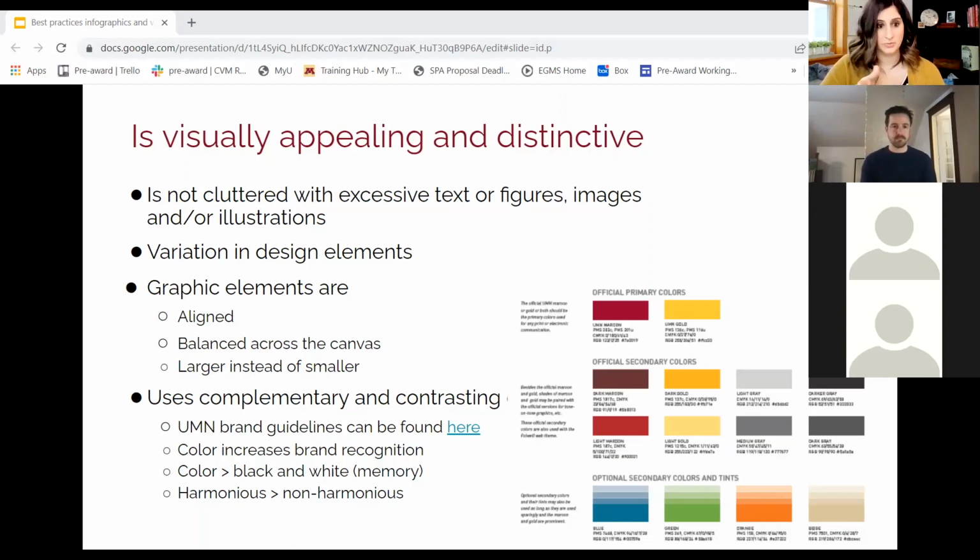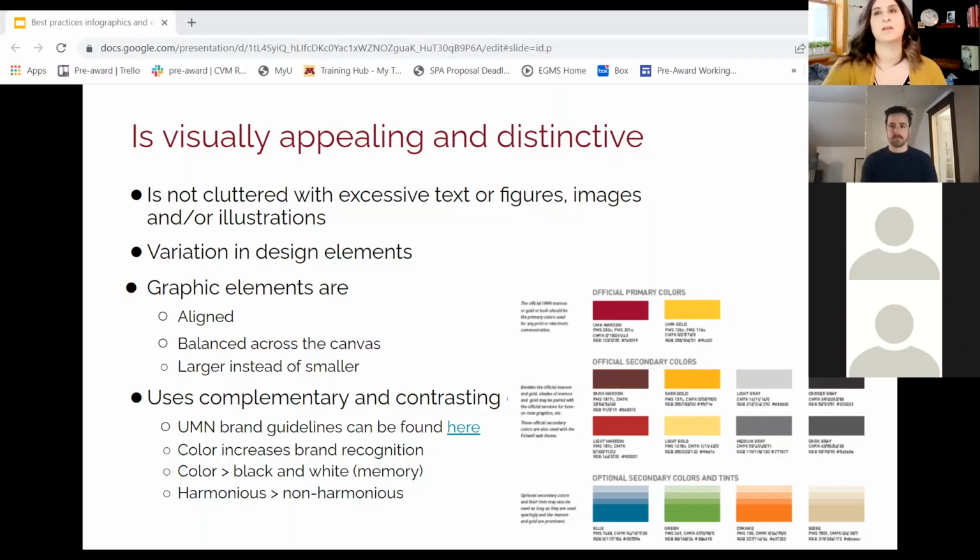Then we look at colors. We do link on this presentation. We'll send out the U of M branded colors that you can specifically use. I think it's a personal call if you want to brand your infographic U of M. It depends on what you're trying to do. If you're trying to present as a U of M person, I highly recommend branding it with those colors, because color can increase the brand recognition.